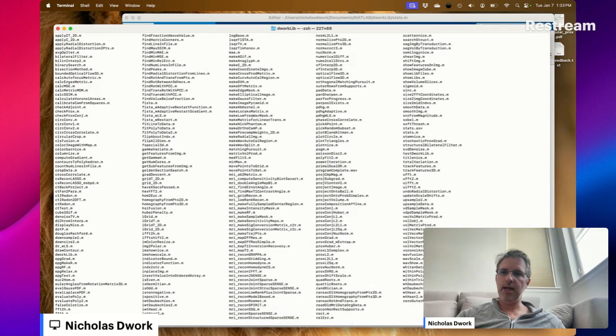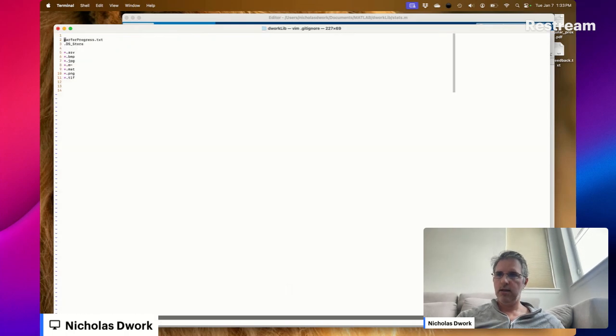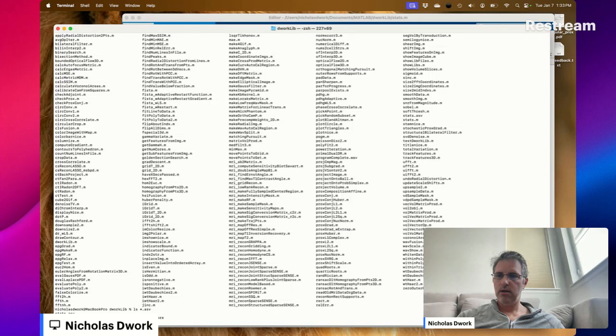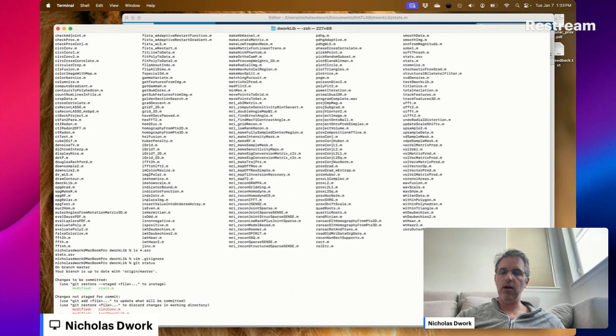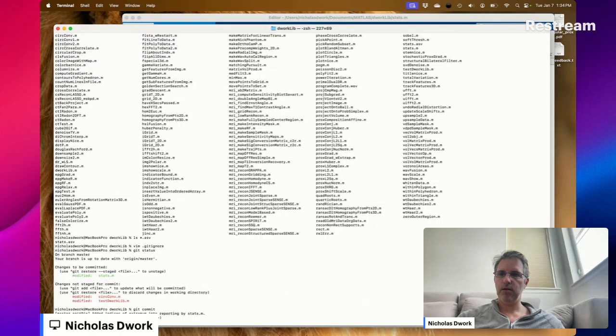So there's now an ASV file here, stats.asv. I thought I had a git ignore. I do. Then what? Oh, I see. Okay. Git commit. Added indices of extremum into reporting by stats.m.